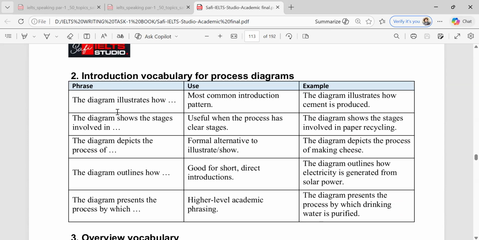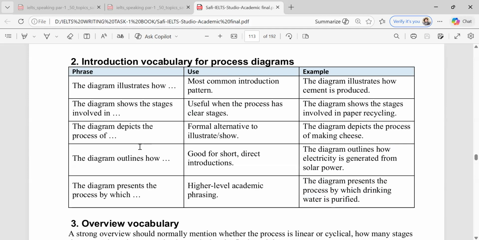So for the introduction, what type of vocabulary for a process diagram can we use? We can simply say the diagram illustrates. So you can say the diagram illustrates how cement is produced. The diagram shows the stages involved in paper recycling. The diagram depicts the process of making cheese. The diagram outlines how electricity is generated from solar power, and the diagram presents the process by which drinking water is purified. So I have even mentioned it here. So you can study it. It's available in your book.